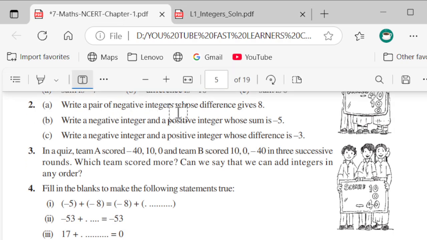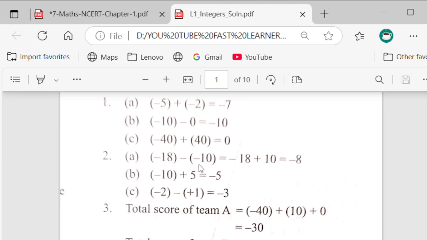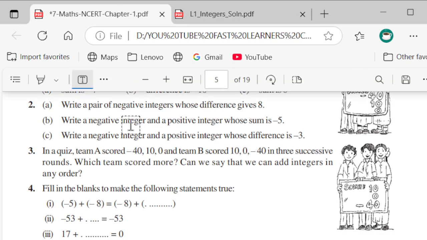Next question: write a pair of negative integers whose difference gives 8. So here -18 minus -10, the answer is -8. Okay, there are many other numbers which can be written here. You can think about it and write it.